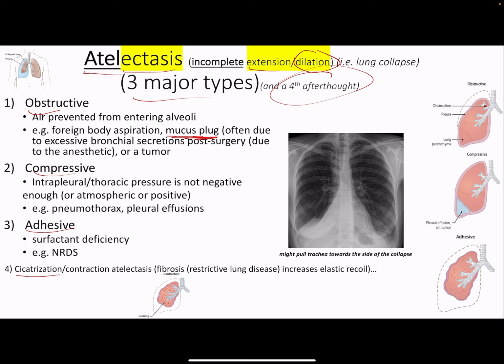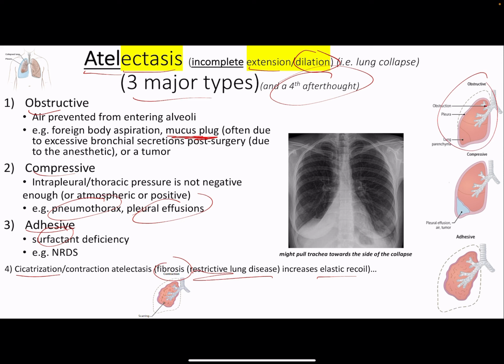Anyways, often this is post-surgery as well. So the anesthetics of surgery cause extrabronchial secretions, which can act as a plug, or a tumor. There's lots of things that can plug this up, but basically air is not getting in. Compressive is basically what we just talked about: pneumothorax or pleural effusion. So air or fluid is compressing on the lungs. Adhesive is when you don't have surfactant, and this is just you have too much fibrosis. So like a restrictive lung disease, interstitial lung disease, and there's too much recoil.